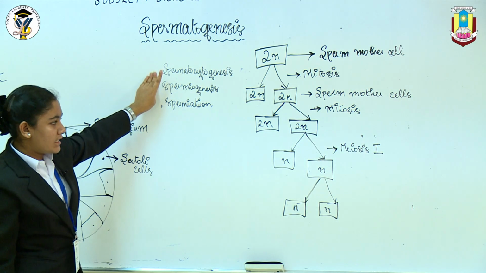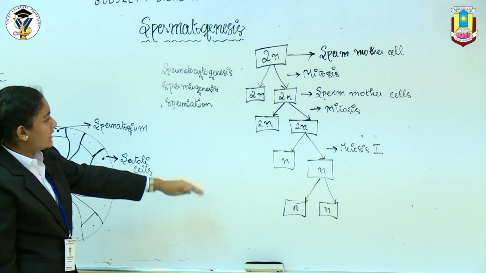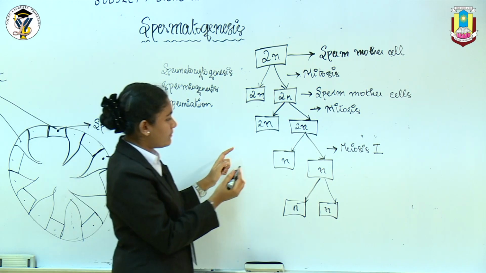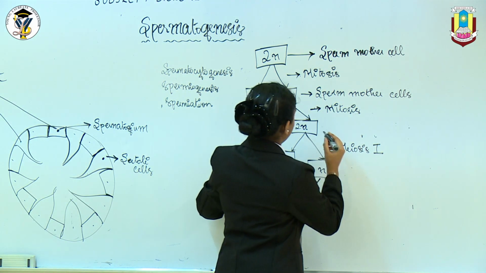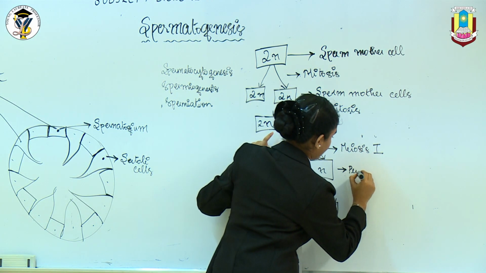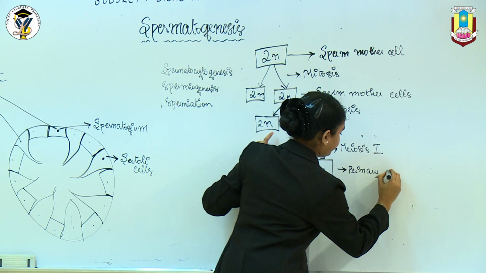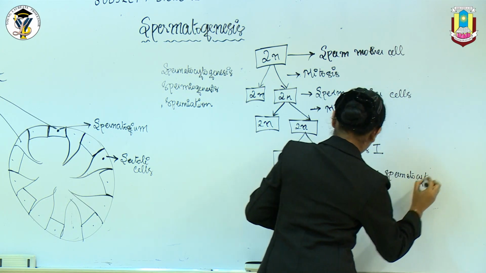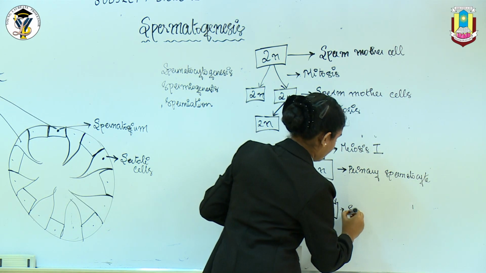So spermatocytogenesis is the division through meiosis 1 and meiosis 2. That is, the primary spermatocyte and the secondary spermatocyte. This is the primary spermatocyte. This is the secondary spermatocyte.